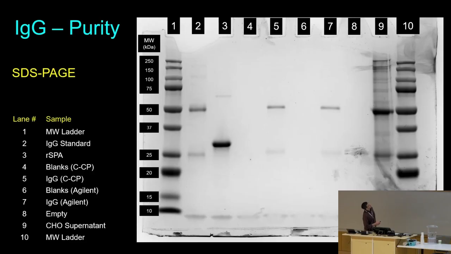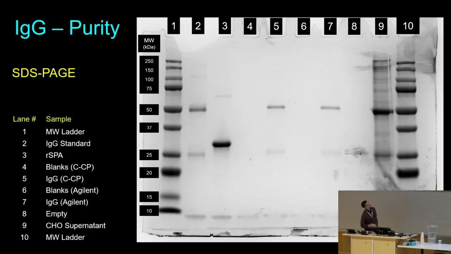Lane 5 is IgG fractions collected using our CCP column. These are pooled triplicate fractions with blank runs run in between each, and those were pooled and loaded in lane 4 just to see if there was any carryover or any ProA leaching. The same thing for lanes 6 and 7 for the commercial column, respectively.